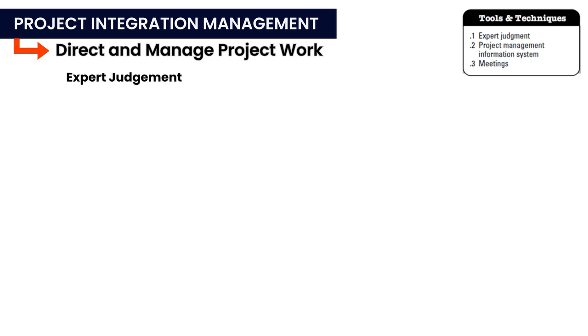Now let's move on and discuss tools and techniques used in this particular process. Again, expert judgment, project management information system, and meetings have been discussed previously, but I am just repeating them to ensure that the concept gets engraved in your brain. Expert judgment. Expert judgment is a common tool used in planning. It involves bringing in subject matter experts to help plan or carry out a process.